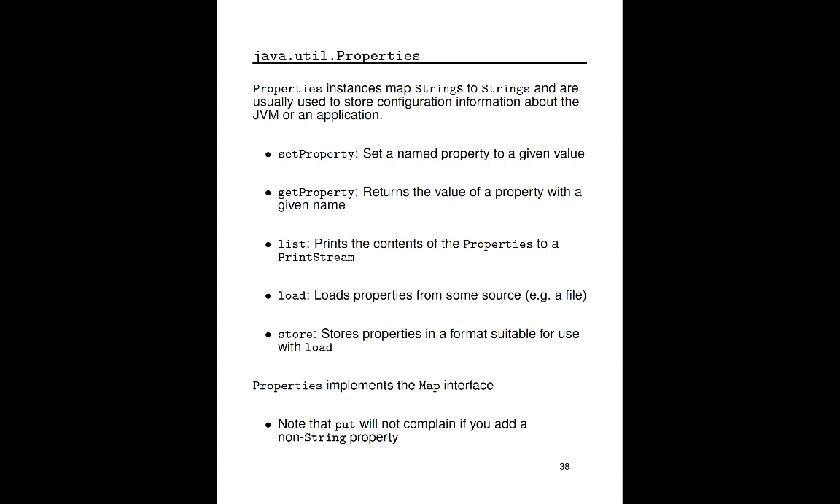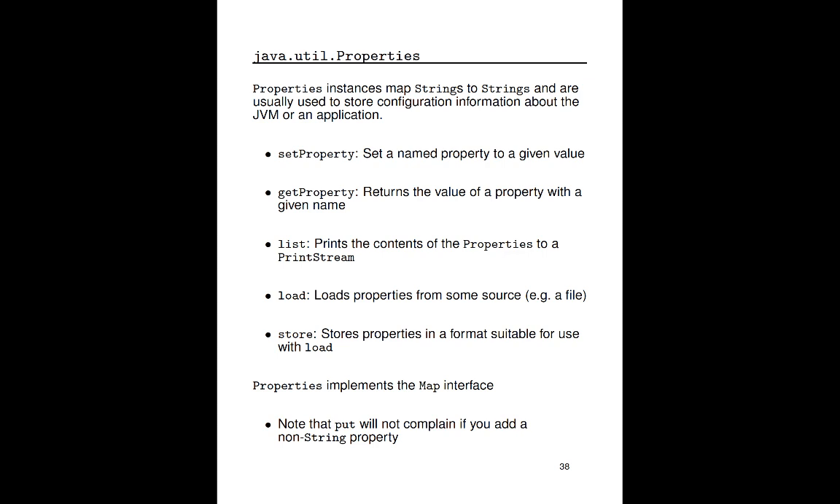And finally, I want to talk about java.util.Properties. Now, properties is a lot like a map in that it maps one string value to another string value. But properties are meant to be used to store configuration information, either about the Java virtual machine itself or an application. And these can be written to files, and so you just have these nice key-value pairs with an equal sign between them to configure things.